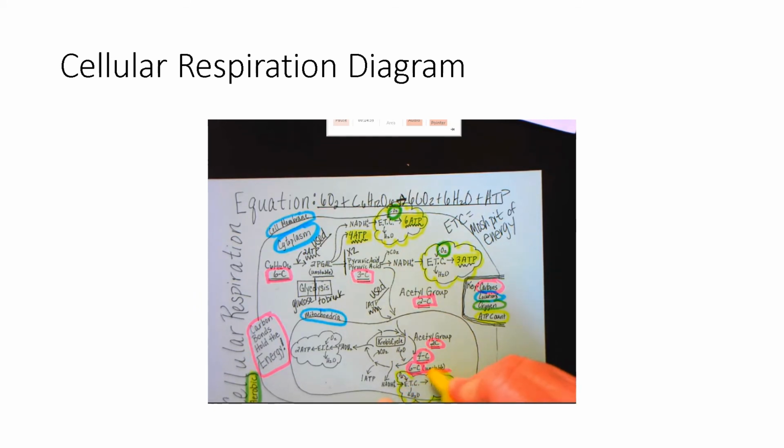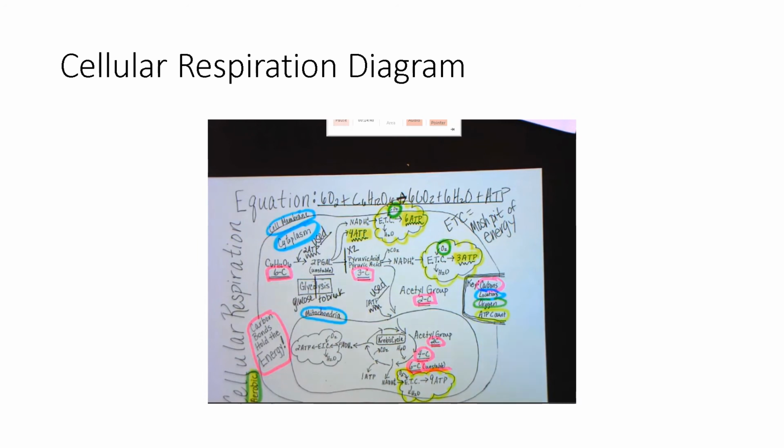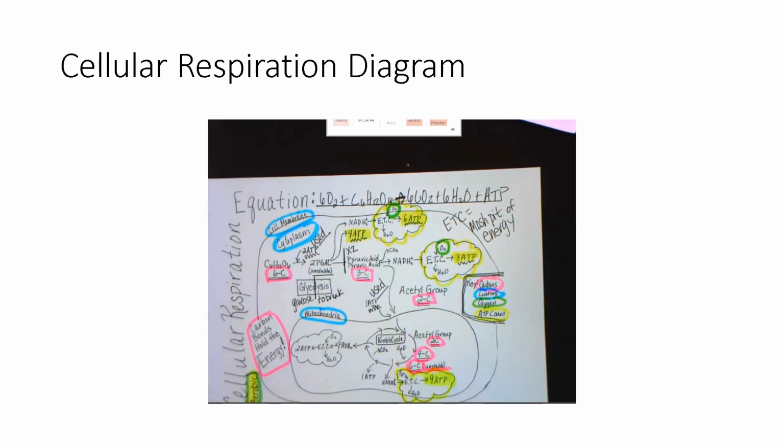And our biggest production of energy at one time, 9 ATPs. 9. And again, what molecule's driving it? Oxygen, because it's an aerobic process. Instability leads to 1 ATP being kicked off by itself, right there.